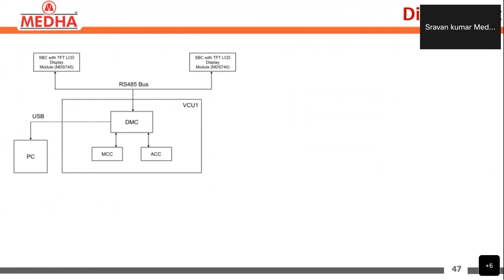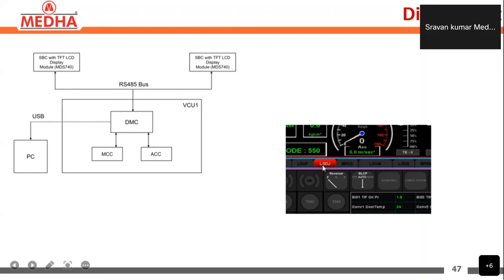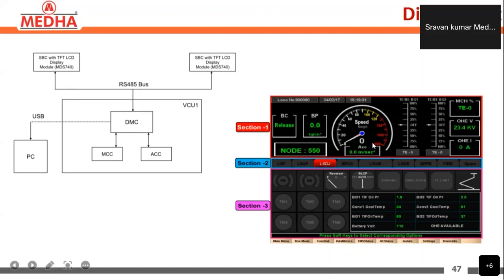Here we can see the display communication. The MCC, the main control card, and the auxiliary control card give the information to the DMC card, the data management computer. From the data management computer, the information is converted to the required format and given to the display system, the display in cab 1 and display in cab 2, through the RS-485 bus. In this display we have three sections. Section 1 contains these parameters, section 2 contains the LED indications, and section 3 has these parameters.